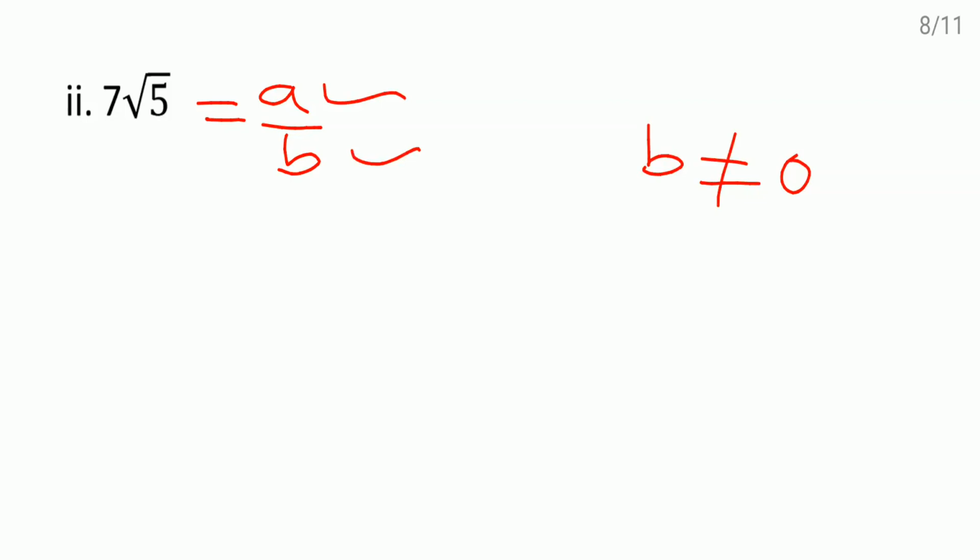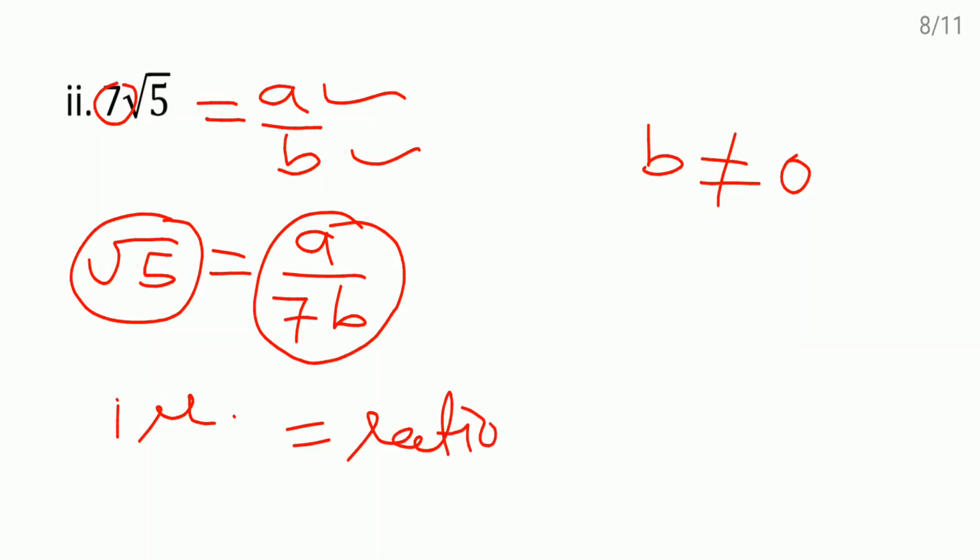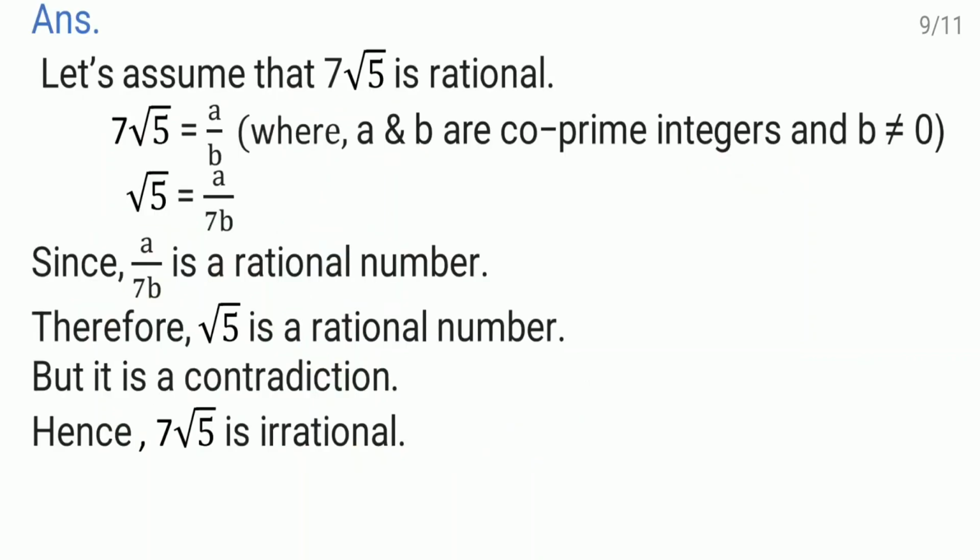Right? Now only this 7 is there, which is multiplying. It will come down to divide. So a upon 7b. This whole number is a rational number. This one is irrational. So here irrational, which is equal to rational. So not true, which is not possible. Correct? Let us see the answer here.